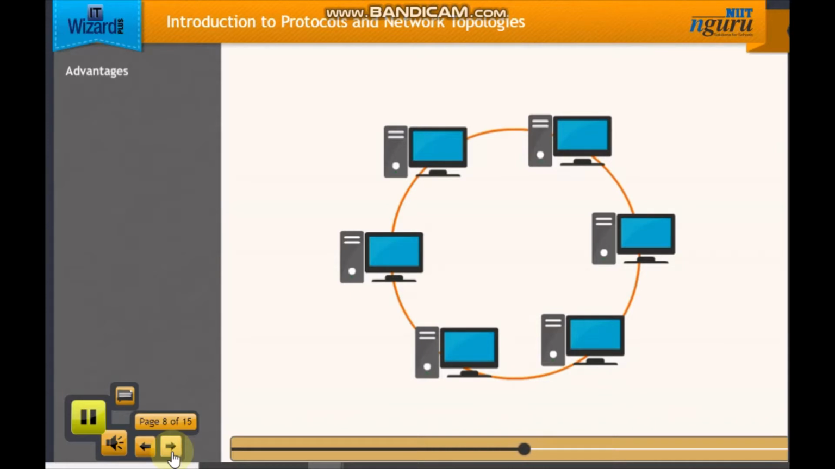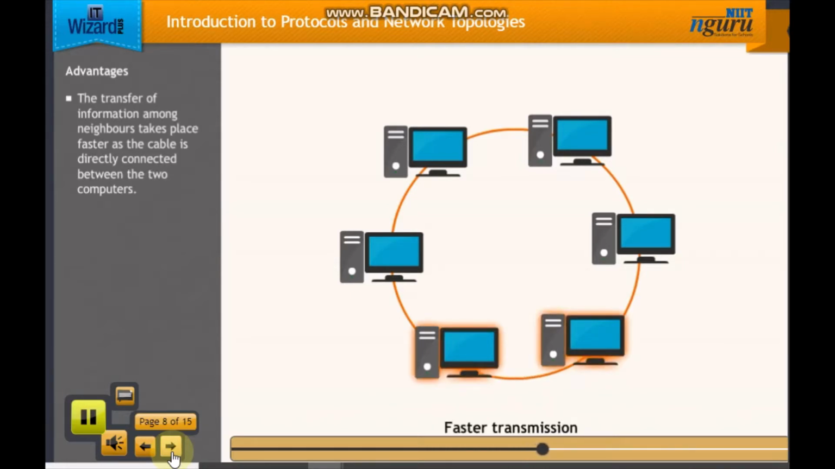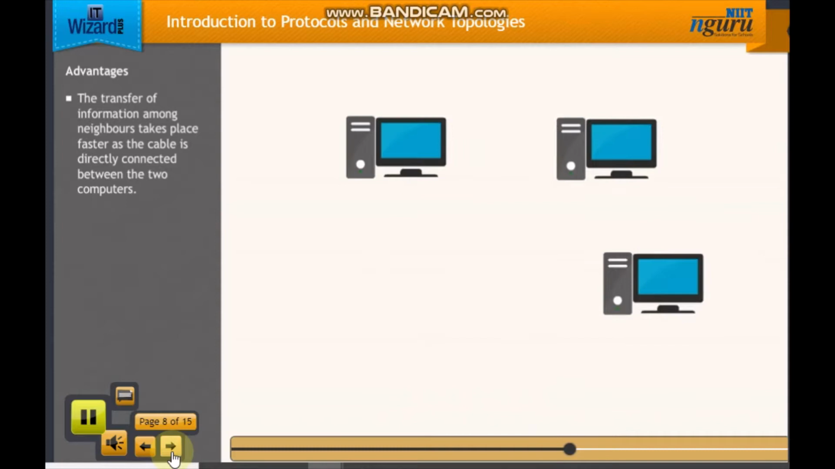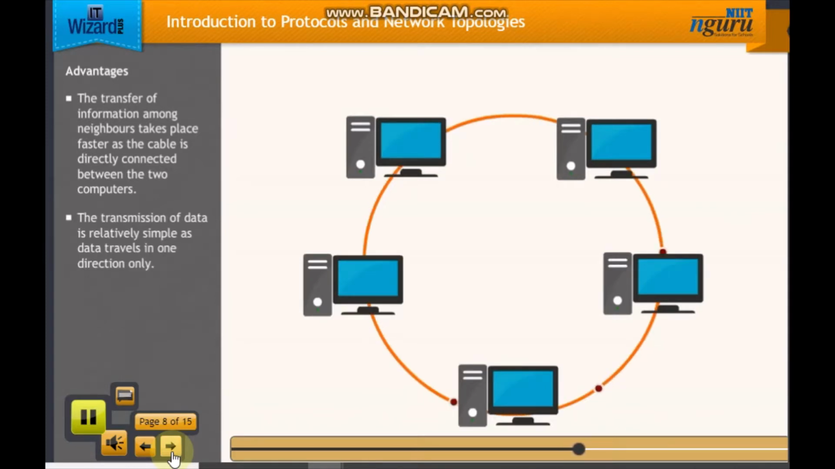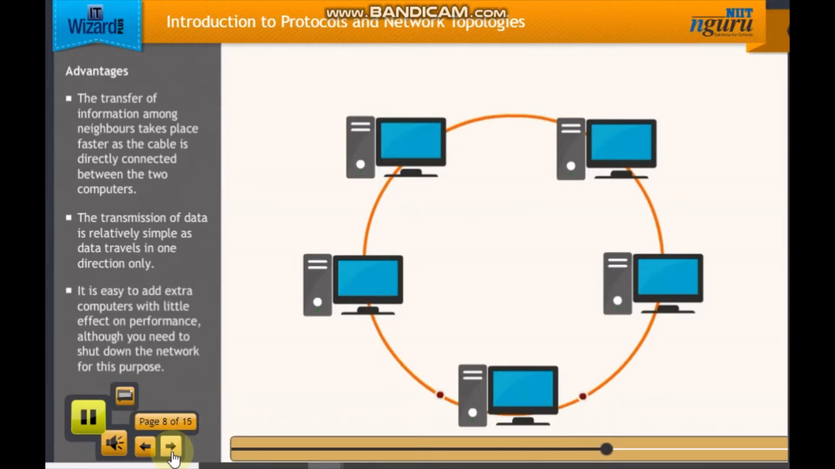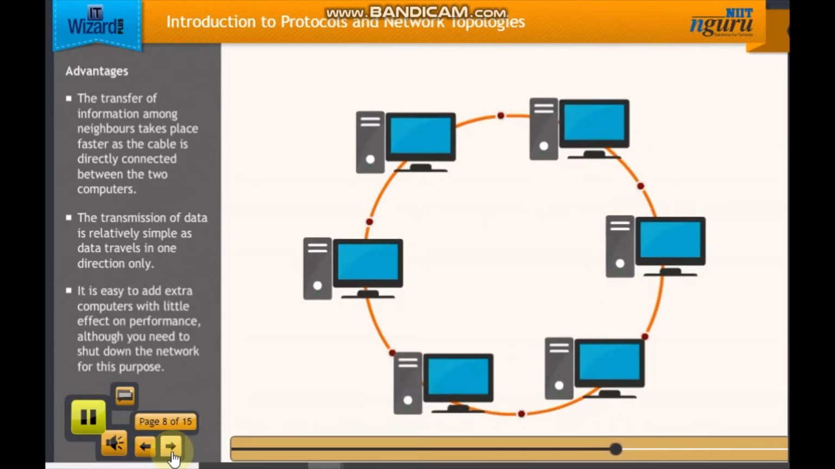Advantages. The transfer of information among neighbors takes place faster as the cable is directly connected between the two computers. The transmission of data is relatively simple as data travels in one direction only. It is easy to add extra computers with little effect on performance, although you need to shut down the network for this purpose.